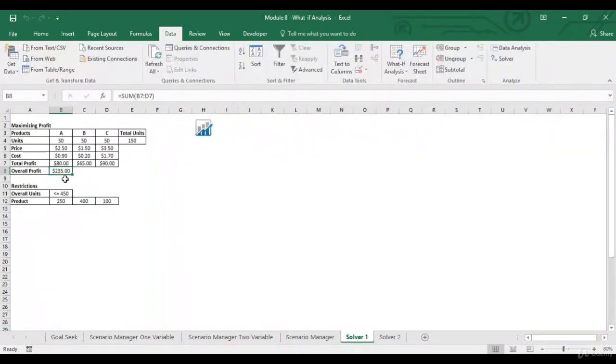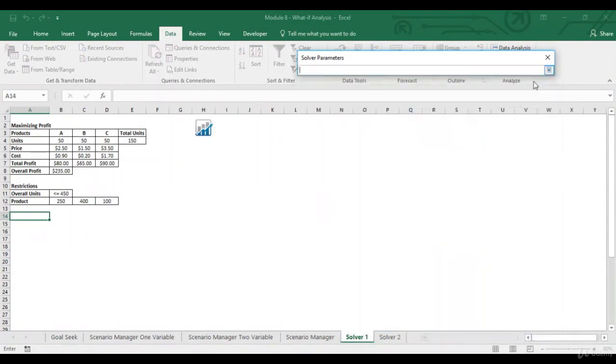Okay. So now our objective over here is to maximize this profit. Now there are some limitations. One of the limitations is that the overall units which can be produced in a given month cannot be more than 450. For the individual products also we've got certain limitations. We cannot produce more than 250 units of product A, more than 400 units of product B and more than 100 units of product C. So let's see how Solver will work.